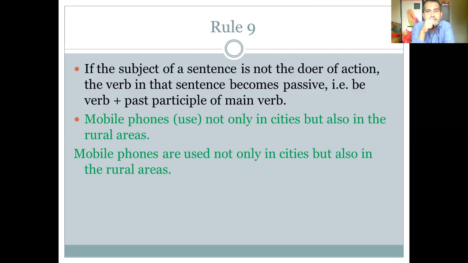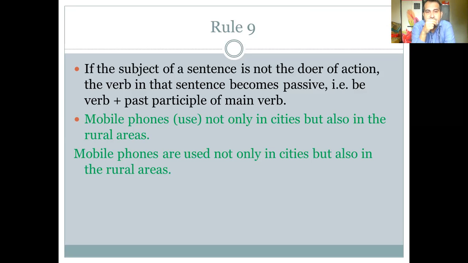Now, what is the solution of this exercise? Here you see: mobile phones are used. Why "are" is used? Because phones is plural, that's why "are" is used here. Mobile phones are used not only in cities but also in rural areas. So here mobile phones has become the subject. Usually mobile phones is the object in any sentence, but here it has become the subject.